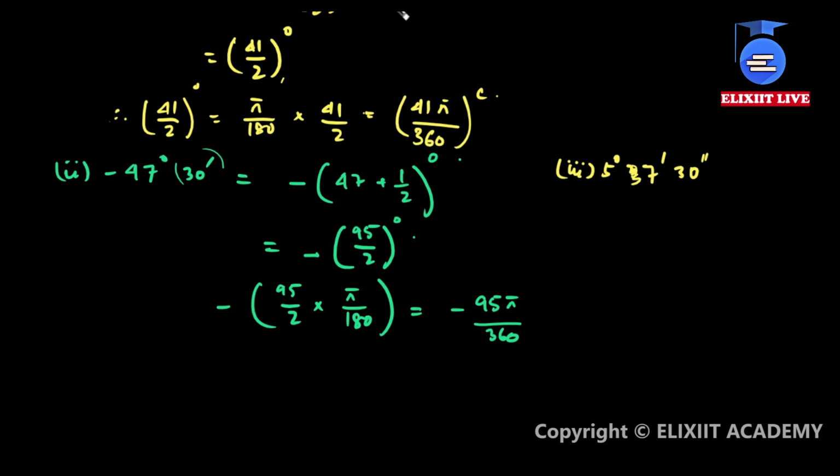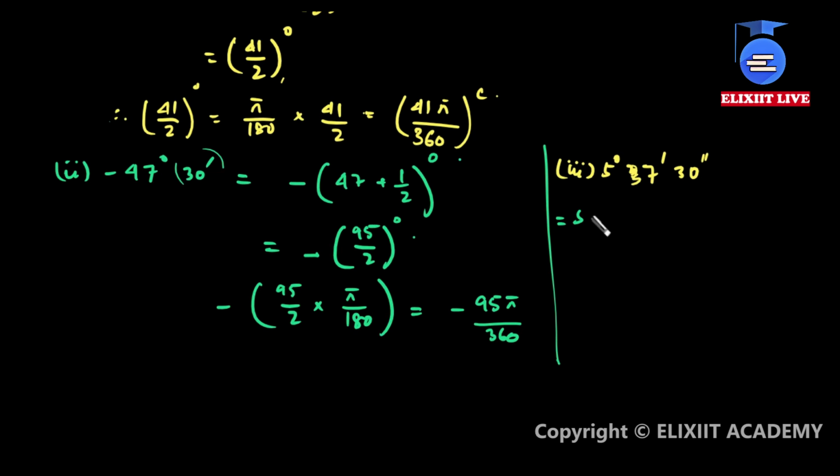675 pi by 120 into 180. You may not have simplified, but whatever you're getting. The simplified answer I am getting is pi by 32. Correct, pi by 32, for 5 degree, 37 minutes and 30 seconds. Yes, correct. Pi by 32 is the simplified answer basically.